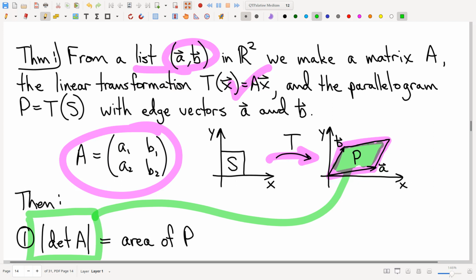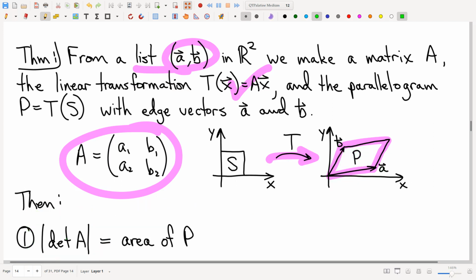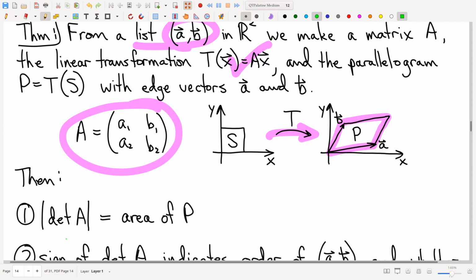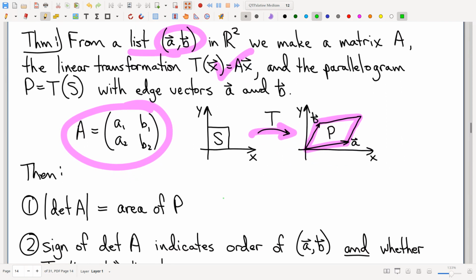Now, there's another thing that we can conclude. This is a shocking, arguably even weirder result. Let me shrink so I can fit this all on here. So, looking now not at the absolute value of the determinant, but at the sign of the determinant, plus or minus, that tells me about the order of the list. That tells me if this list is clockwise or counterclockwise.